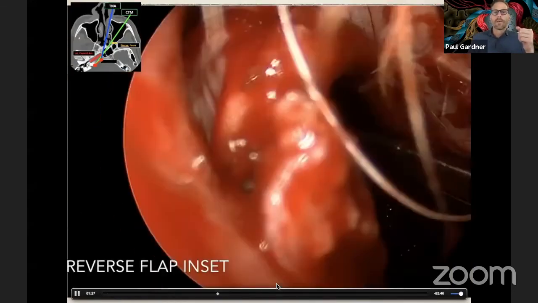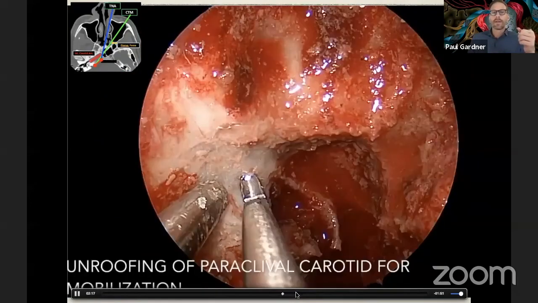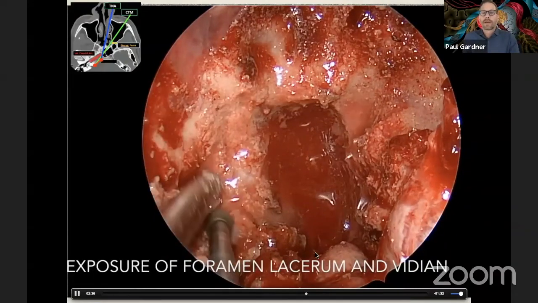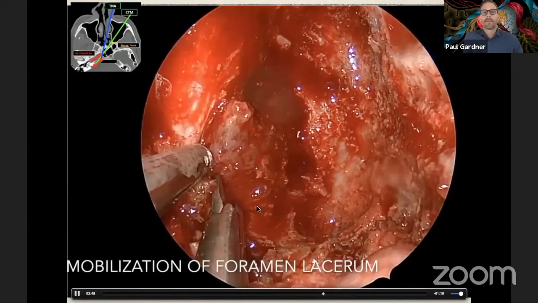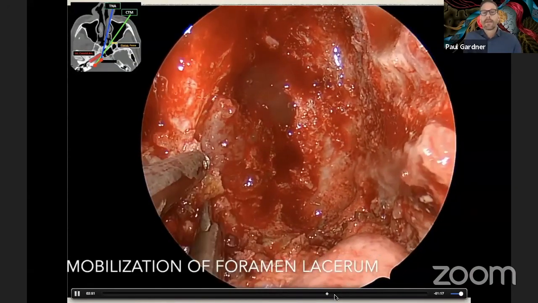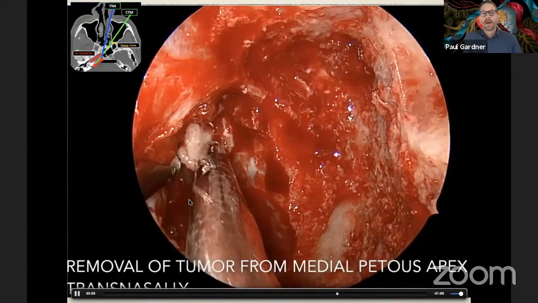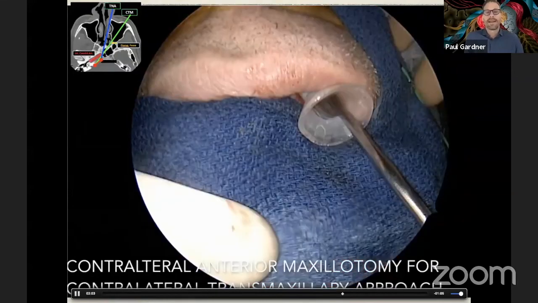So here, where we would normally go through a transclival approach, we would completely unroof the carotid artery and work through that triangle I mentioned earlier. Here's opening that triangle, mobilizing foramen lacerum. We have a certain amount of access from an endonasal approach. So here I'm working with a suction, but without dramatic carotid lateralization, I really can't access it.